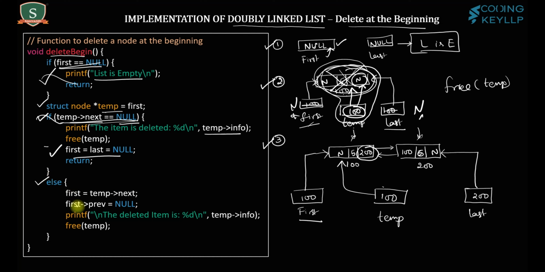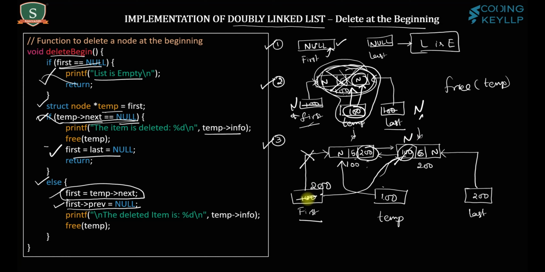When it comes to the else part, what is the first statement? First is equal to temporary of next. Temporary is 100, temporary of next is 200. So we are updating the first value with 200. Next, first of previous is equal to null. What is the first value? 200. That means this connection is gone and we are creating a connection over here. First of previous is equal to null: 200's previous is 100, and we are replacing this with null.